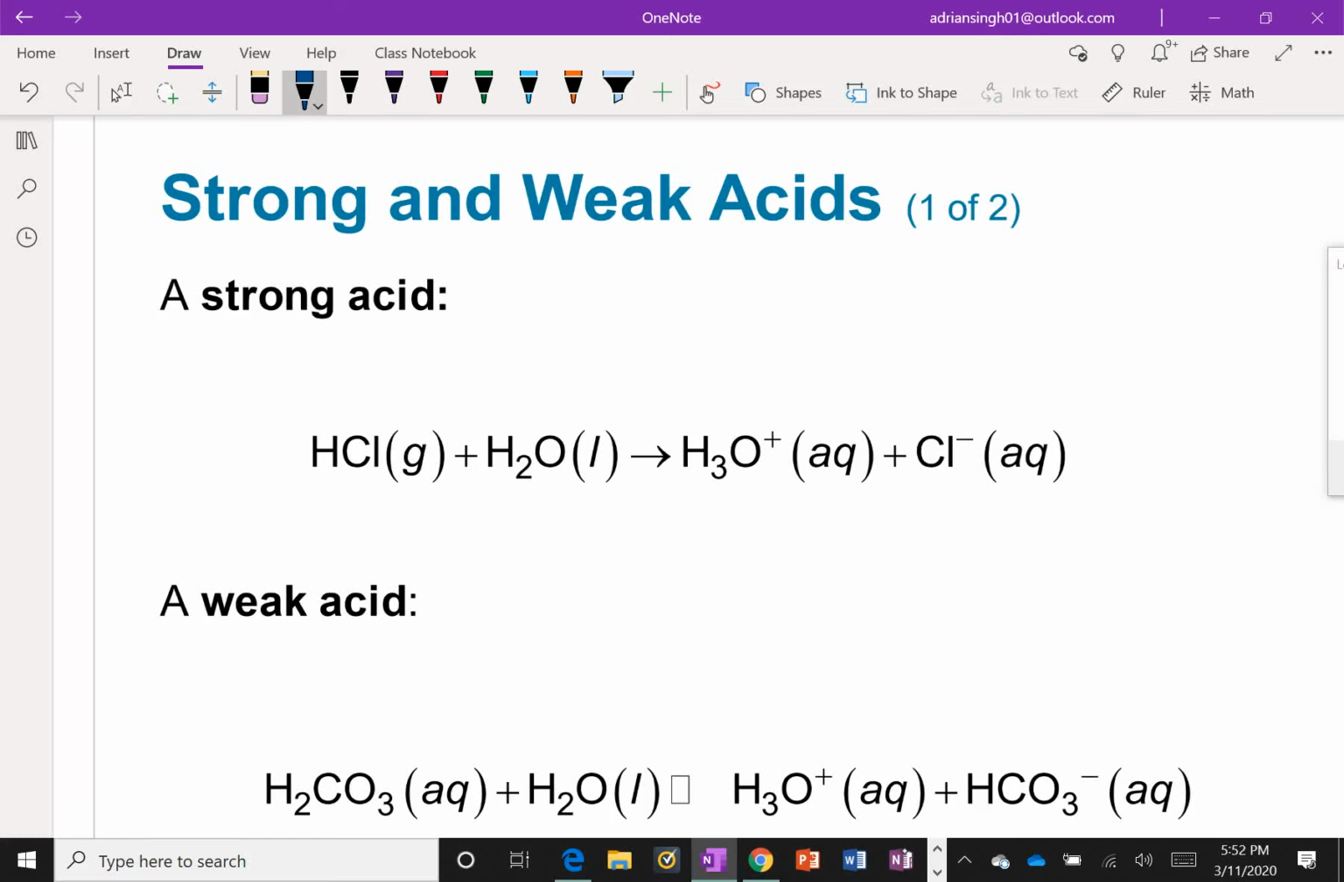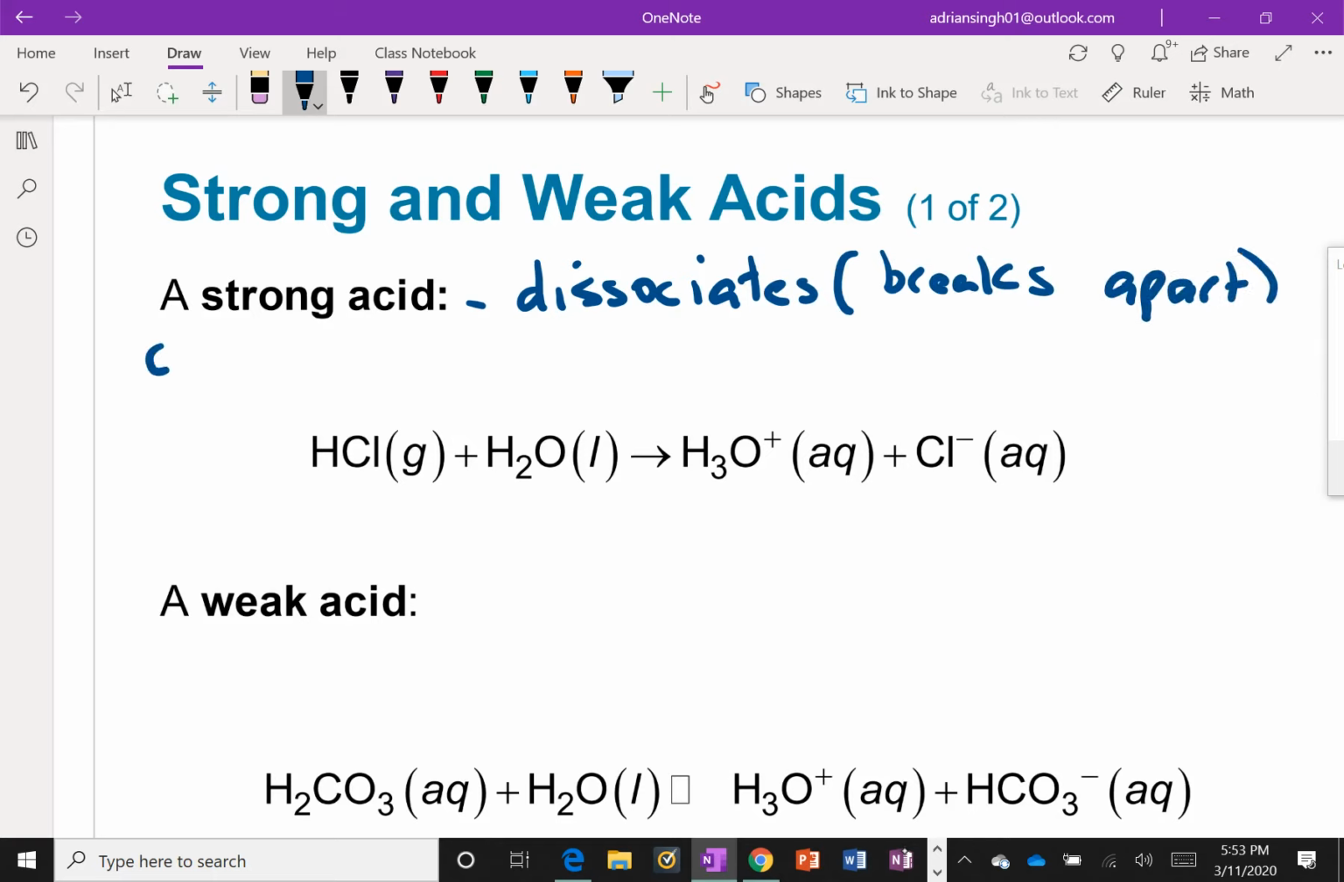So, and this applies to bases as well. What makes a strong acid strong is the fact that it dissociates, which is just a fancy word for breaks apart, completely in aqueous solution. Right? So that means if that acid breaks apart, we're going to get lots and lots of ions that are being produced.